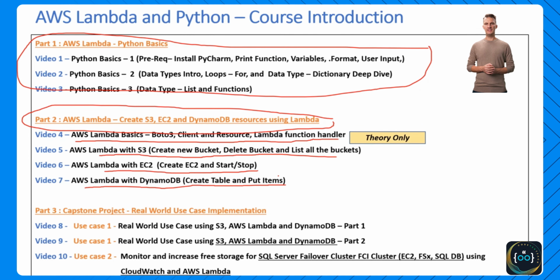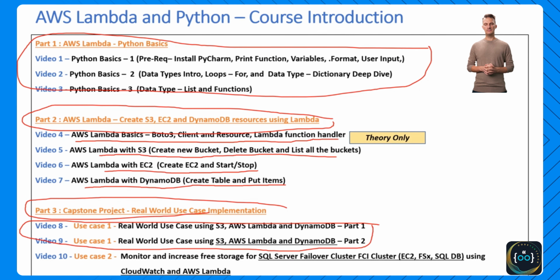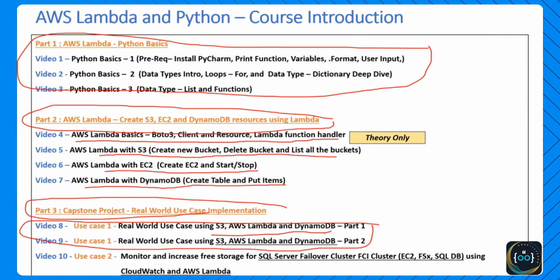But if you're someone who also has experience in AWS Lambda, then you can directly go to part 3. In part 3 you will see there are 2 videos which talk about the real world use case implementation using S3, AWS Lambda and DynamoDB. So in these 2 videos you will see an end-to-end implementation of AWS Lambda, where we upload a JSON file to S3, which sends a trigger to invoke the Lambda function, which reads the contents from the JSON file and then inserts them into DynamoDB.